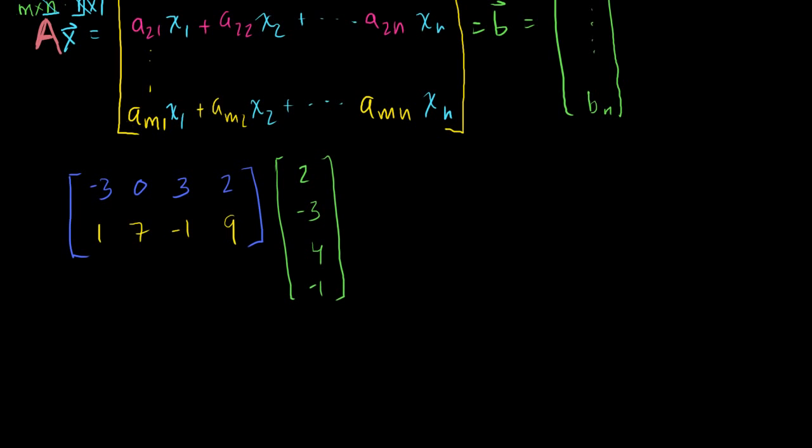So what is this going to be equal to? We essentially take the dot product. The first term of this is going to be the dot product of this first row with this vector.